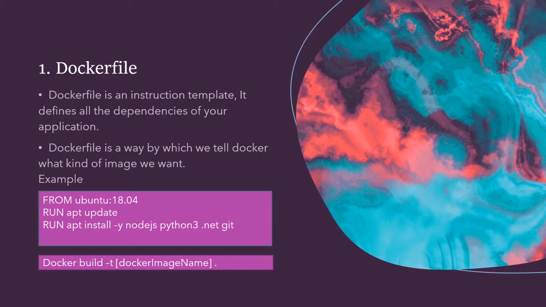Starting with the Dockerfile. A Dockerfile helps you create your own custom Docker images. A Dockerfile is an instruction template where you define all the dependencies of your application, and to build a Docker image from the Dockerfile, use the command docker build, and it will create a Docker image for you, which you can then use to run as a container.